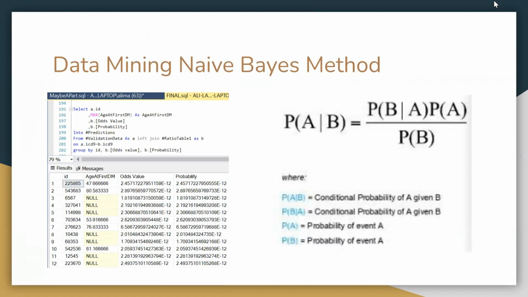The next slide we're going to take a look at is the data mining naive Bayes method, which we use to identify the total risk of developing diabetes. The way we're able to do that is we take the sum of the likelihood ratios for all the diagnoses, and we use that to calculate the risk of an individual developing diabetes.